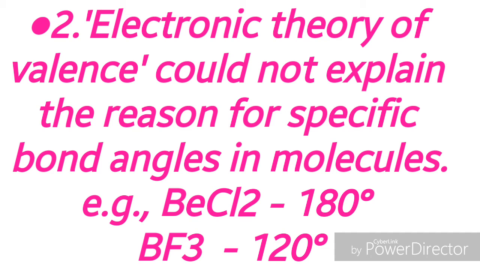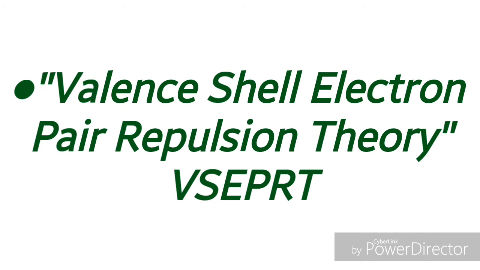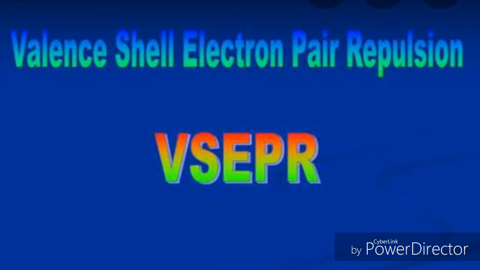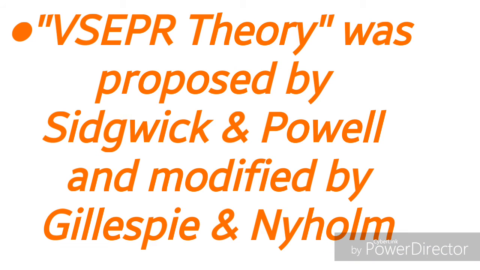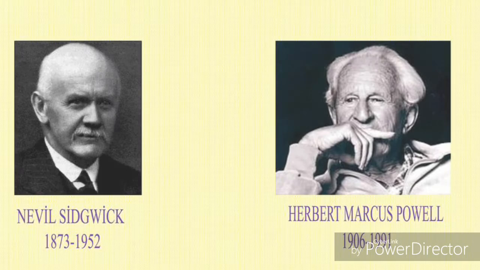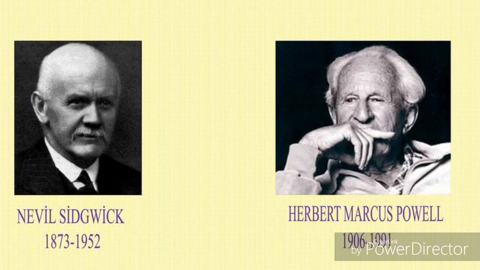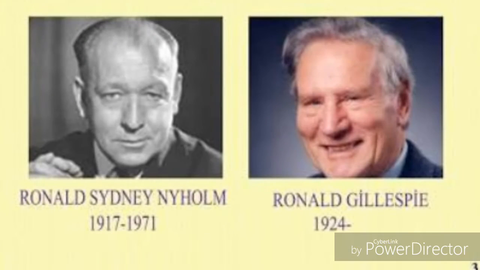Students, now let us move on to the second theory, valence shell electron pair repulsion theory. This theory was proposed by Sidgwick and Powell, and it was modified by Gillespie and Nyholm. So, students, this second theory, valence shell electron pair repulsion theory, is a further advancement of the first theory, the electronic theory of valence. Here you can see the great scientists, Sidgwick and Powell, and Gillespie and Nyholm, who were responsible for VSEPR theory, the second theory of chemical bonding.